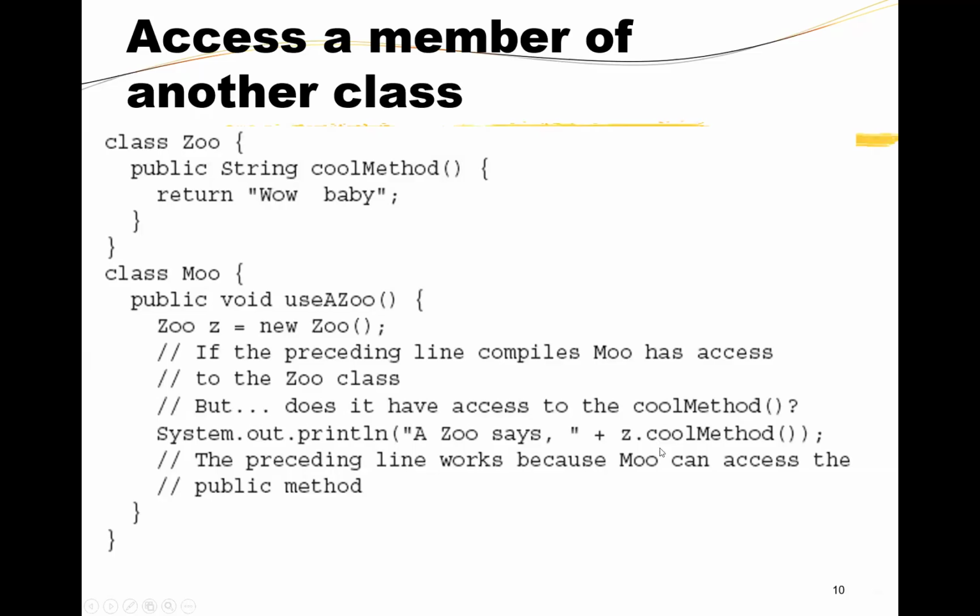Then it will work. Zoo says wow baby. Likewise, it will print. Because this also works, because Moo can access the cool method, even that is a public access. It has a public access. Therefore, that can work.